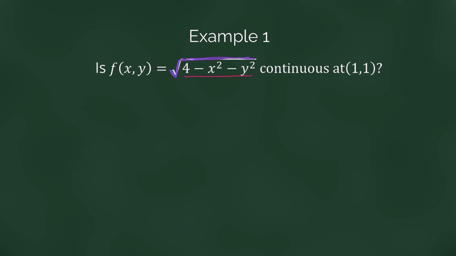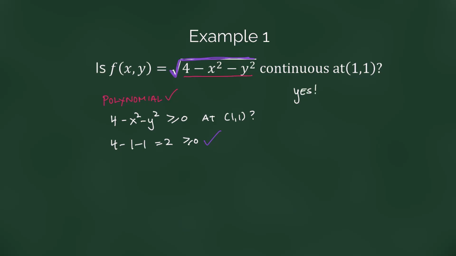So what we need to know is: is the inside function continuous? The inside is a polynomial. That is definitely going to be continuous at (1,1) because it's continuous everywhere. Now we need to ask ourselves, is the outside function continuous? Well, for that to be true, we need 4 minus x squared minus y squared to be greater than or equal to 0 at (1,1). So that's the question we need to ask. We plug in. We get 4 minus 1 minus 1, which is 2, which is in fact greater than or equal to 0. So we are continuous in our outside function, and so the answer to this question is yes.